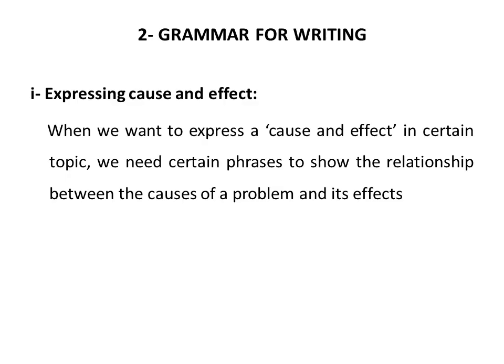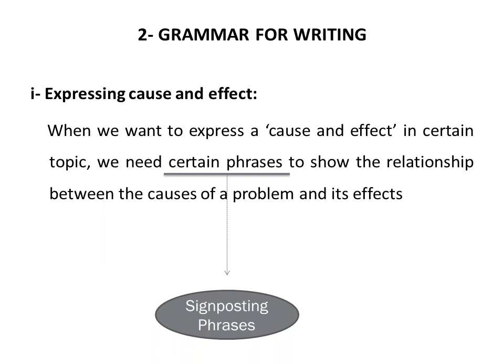When we want to express the cause and effect of a certain topic, we need certain phrases that guide the reader in your writing to show the relationship between the causes of a problem and its effects. In other words, these are signposting phrases that help the reader to know that these are the causes of the problem and these are the consequences or the effects.